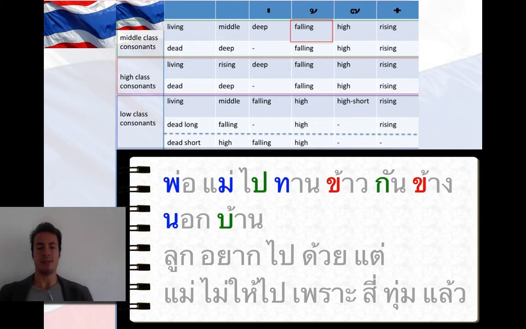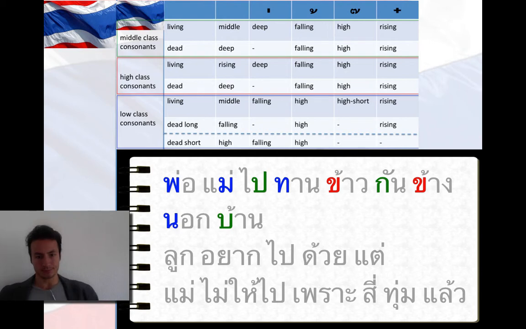Okay, next sentence. Now a little faster. I'm just going to read the sentence out loud right at the beginning so you know how the words are spoken already. ลูกอยากไปด้วยแต่แม่ไม่ให้ไปเพราะสี่ทุ่มแล้ว. Once more: ลูกอยากไปด้วยแต่แม่ไม่ให้ไปเพราะสี่ทุ่มแล้ว.